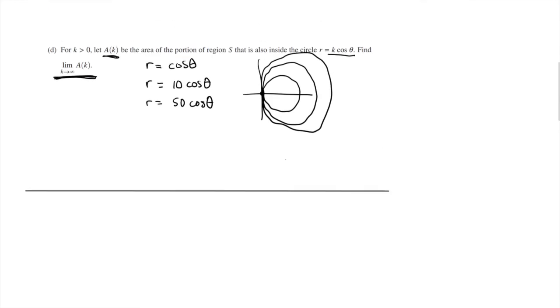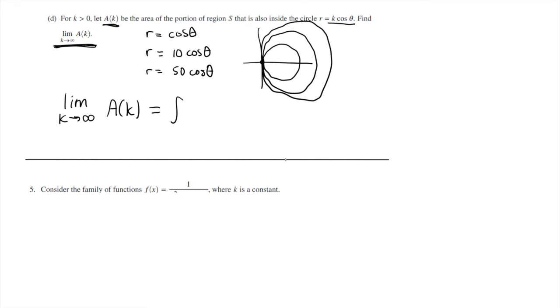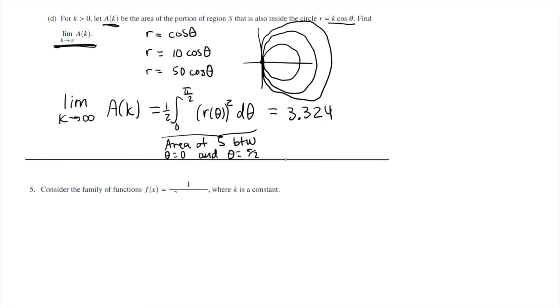Okay, so what we get is that this is equal to 1/2 the integral from 0 to pi over 2 of our r of theta squared d theta, which again, you can plug into your calculator. You'll see that this is about 3.324. It doesn't really ask for it, but if you wanted to, you could say that as k goes to infinity, A of k contains the part of S in quadrant 1 and 2. Q1 and Q2.